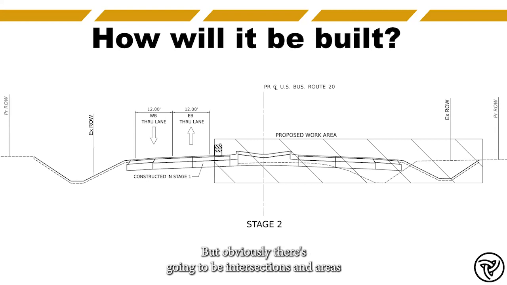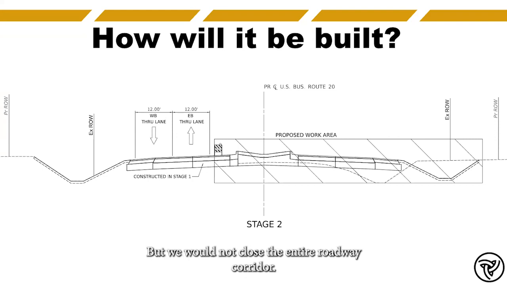But obviously there are going to be intersections and areas with a significant raising or lowering of the roadway profile relative to what's out there now. This will be challenging to construct. So the goal is to keep the safety of not only the drivers, but also the workers in mind during construction. Therefore, if constructing these areas in stages becomes a safety concern, there may be a need to investigate partial closures, but we would not close the entire roadway corridor. We would look to keep closures to small sections of the roadway at a time, in off-peak hours, and to ensure that there are other means of access available.